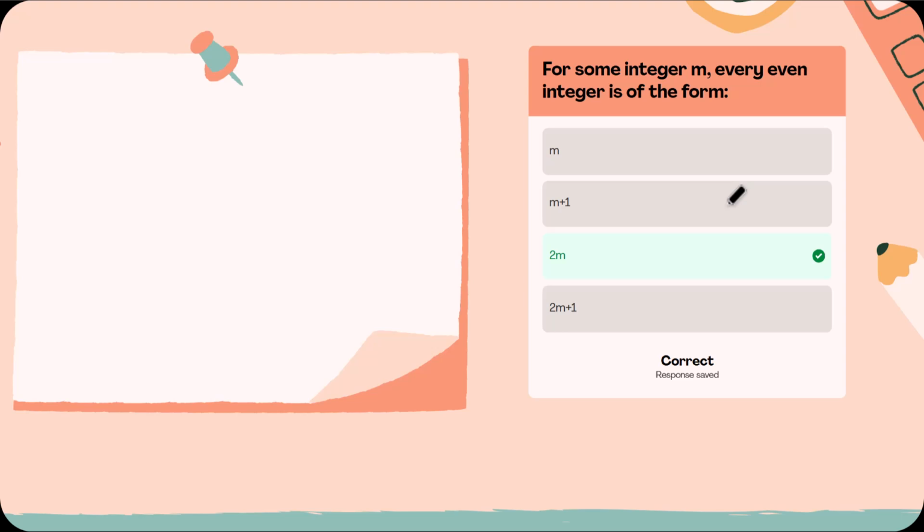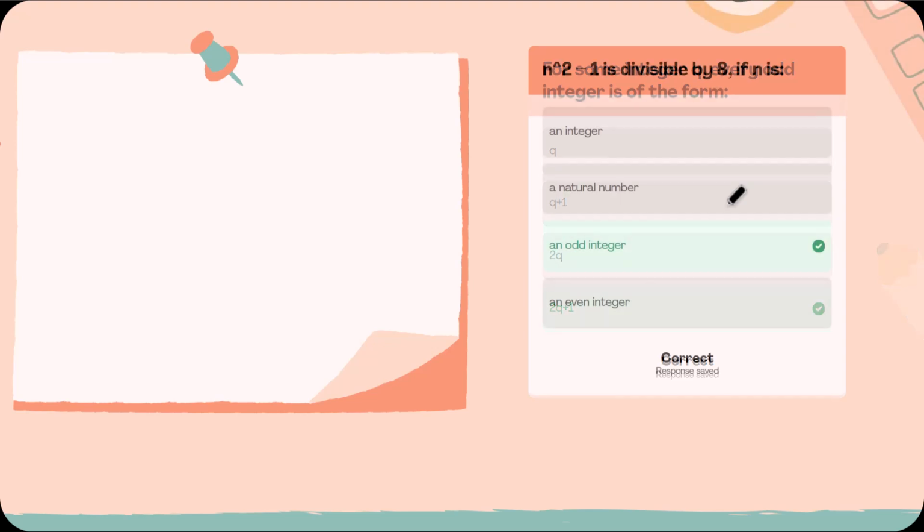Then we have, for some integer m, every even integer is what? Suppose we have an integer m, let's say 1, 2, 3, any integer. What will be the even form? 2 times of that. 2m is even, right? Let's say 2 into 3, how much is it? 6, even number. M is 4, what happens? It will become 2 into 4, which is 8. So to get even numbers, it will be 2m. Same way, to get odd numbers, it will be an even number plus 1. So 2m plus 1 is odd numbers, okay?